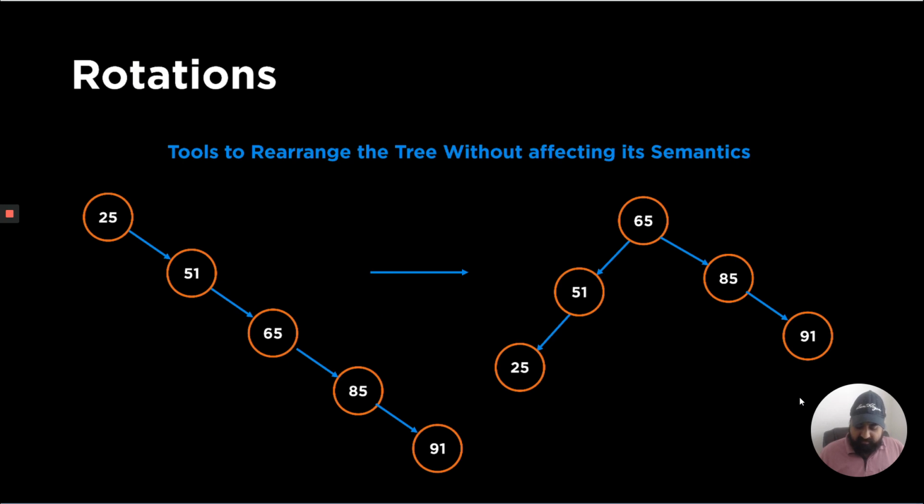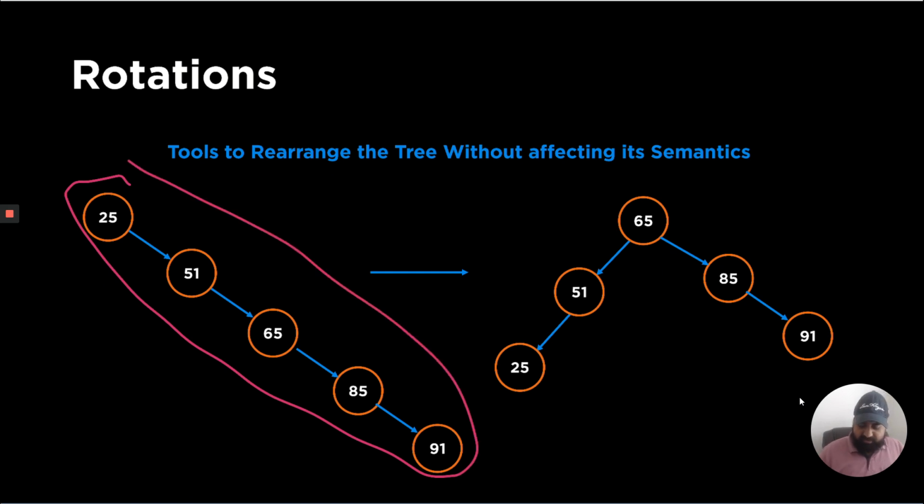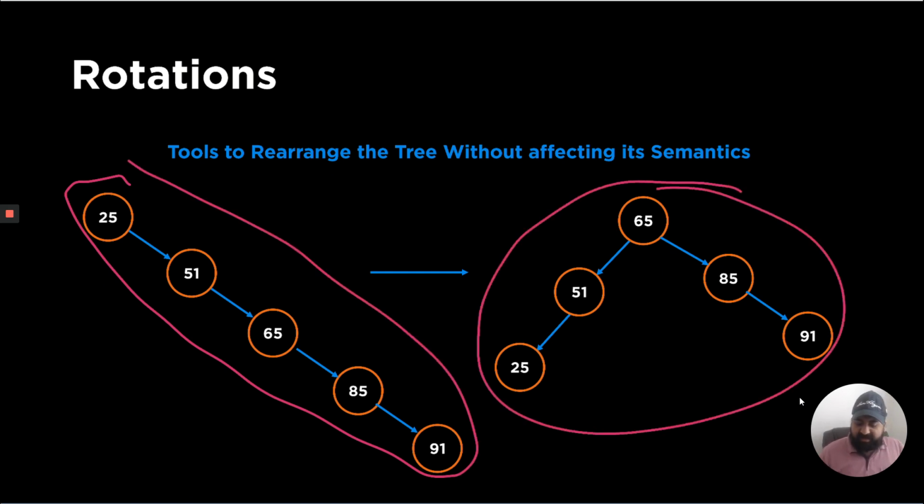So basically, we can transform this spindly tree into this more bushy tree by rearranging or reorienting the tree without affecting its semantics. And what I mean by semantics is we have this BST, which has this property: everything on the left is less than everything on the right. So in this case, you can see that 51 is greater than 25, 65 is greater than 51, 85 is greater than 65, and 91 is greater than 85. So it's a perfectly valid BST.